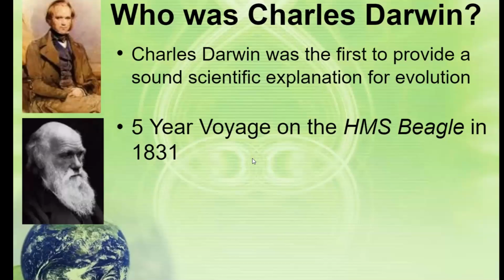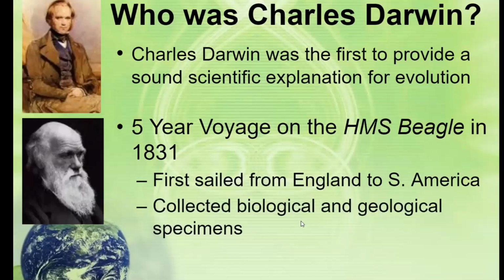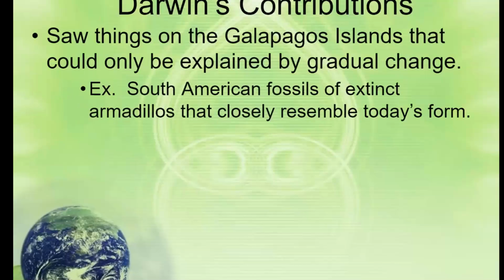So they thought that a deity had put every organism here on Earth in its present form and that it did not change. So on his 5-year journey around the world in the HMS Beagle, he went from England to South America, collected lots of biological and geological species, and he was seeing changes that could only be explained through evolution, through natural selection. What he saw on the Galapagos Islands were organisms that were similar to past organisms, but they had changed. He saw this in the fossil record, for example, which could only be explained through change.